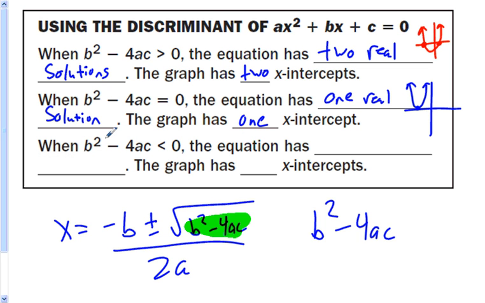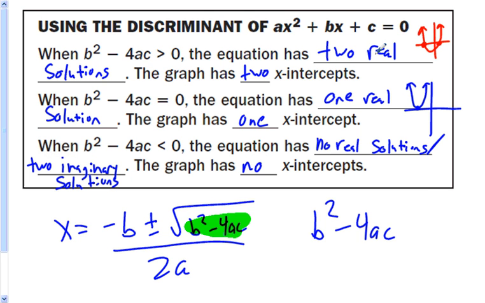You can also calculate the discriminant and get a number that's less than 0. That's just saying you calculate it and you end up with a negative number. The equation has no real solutions, but I'm going to put a little slash, but it has two imaginary solutions. So the graph has no x-intercepts.